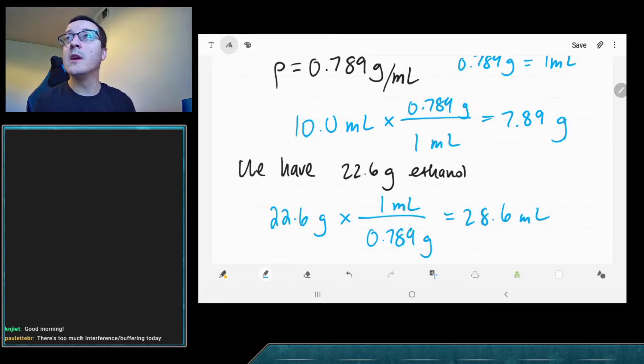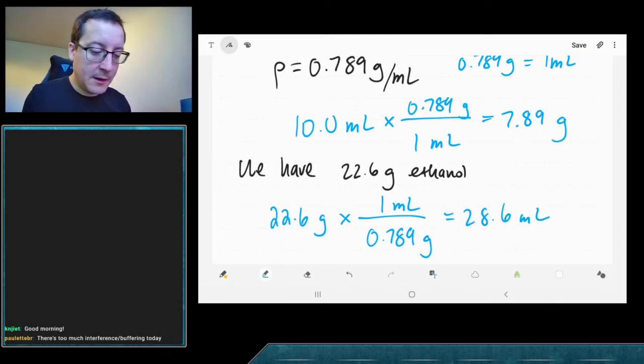Okay, so density you can use whichever way you want. In this case, we put grams on top for the first example, and then we put grams on the bottom for the second example. It just depends what you're going for, which units you're starting with, and what unit you want to end up with.